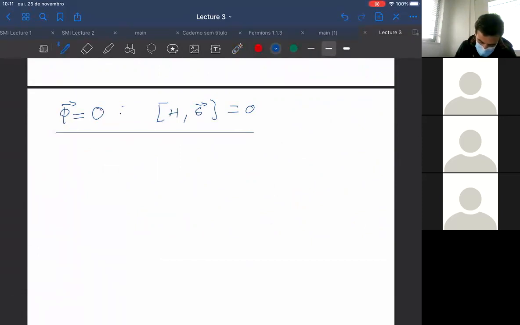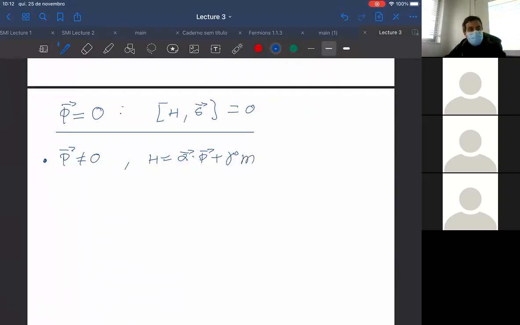But now let's see what happens when we are not in the rest frame of the particle. So we are now going to do the case where the particle is moving, or we are in the laboratory frame. We can recall the Dirac Hamiltonian, which is given by alpha dot p plus gamma naught m. This gamma naught is the beta that I introduced previously, but let me already call it gamma naught.